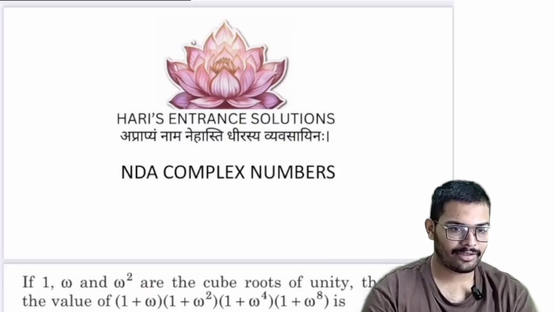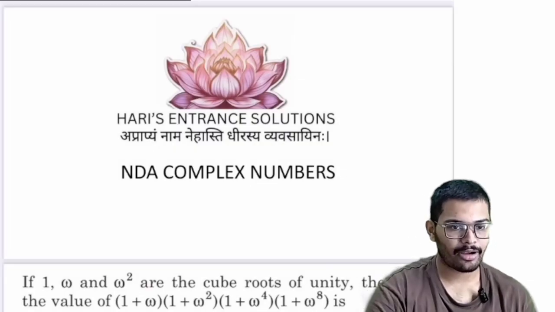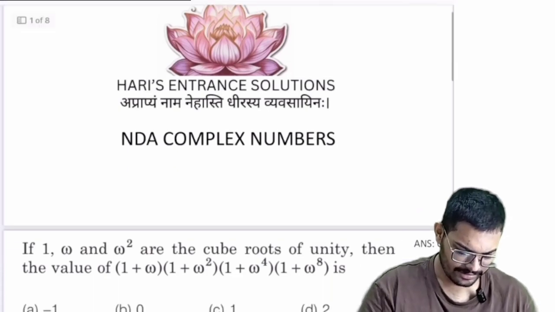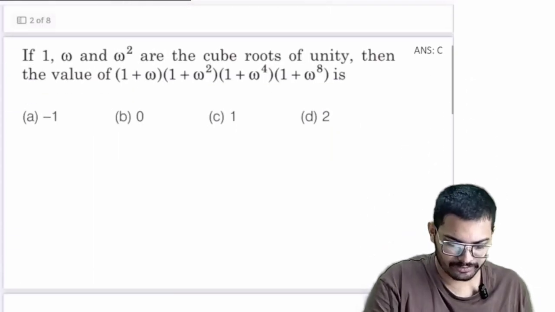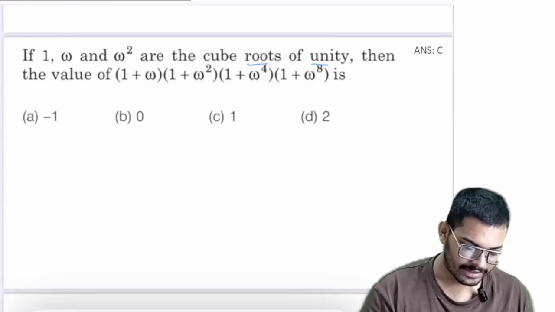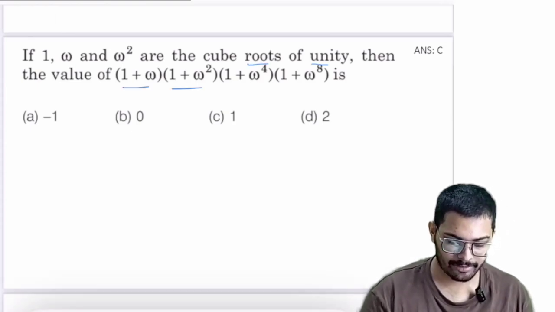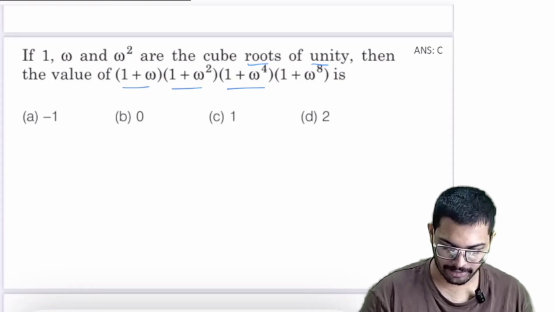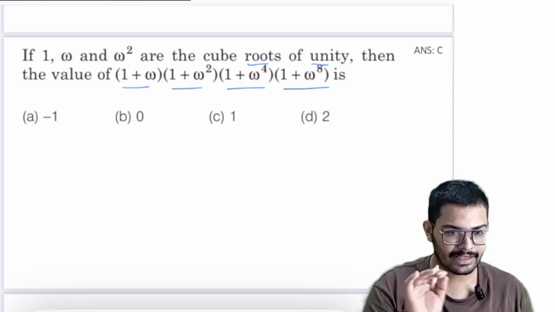In this video, we will be solving some NDA previous year questions from the topic complex numbers. First of all, we can start with this question. If 1, omega, omega square are the cube roots of unity, then find the value of (1 plus omega square)(1 plus omega raised to 4)(1 plus omega raised to 8).